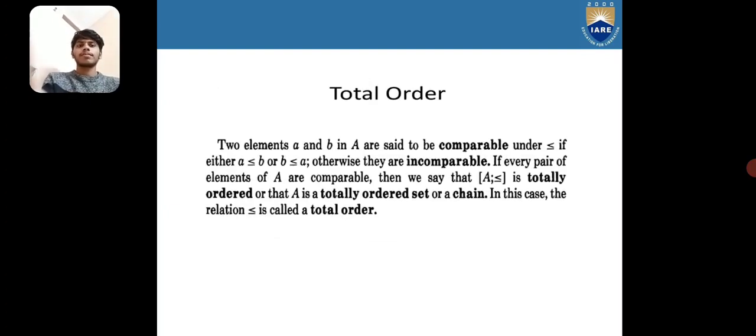So total order: two elements a and b in A are said to be comparable under ≤ if either a ≤ b or b ≤ a, otherwise they are incomparable. If every pair of elements of A are comparable, then we say that A is totally ordered, or that A is a totally ordered set or a chain. In this case, the relation is called a total order.